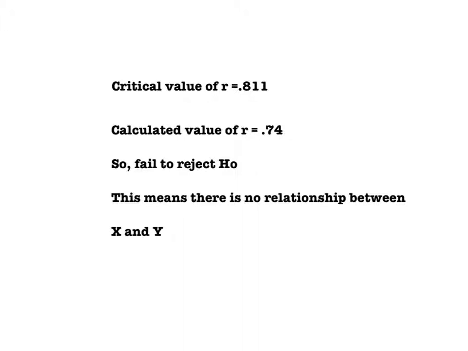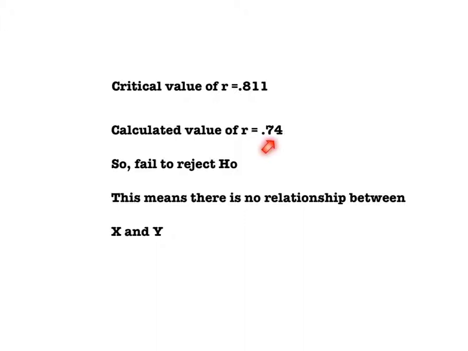So the two steps that remain are to determine the statistical decision, whether or not we reject or fail to reject the null hypothesis, and either way we have to determine what that means. So remember, we had a critical value of r of 0.811, and in order to reject the null hypothesis, the value that we calculate has to be greater than this value. And because it was a two-tailed test, it could have been plus 0.811 or negative 0.811. But either way, it doesn't matter.